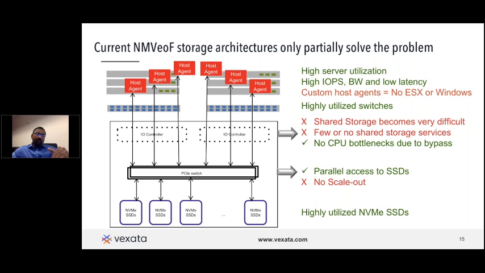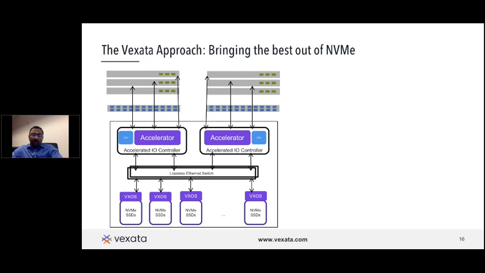So while these architectures do a good job of making the SSD access parallel and bringing the data out of the SSDs, what they don't do really well is provide shared storage services. So you need an architecture that essentially can do both, provide shared storage and high performance at the same time, which is essentially what we did with Vexata.